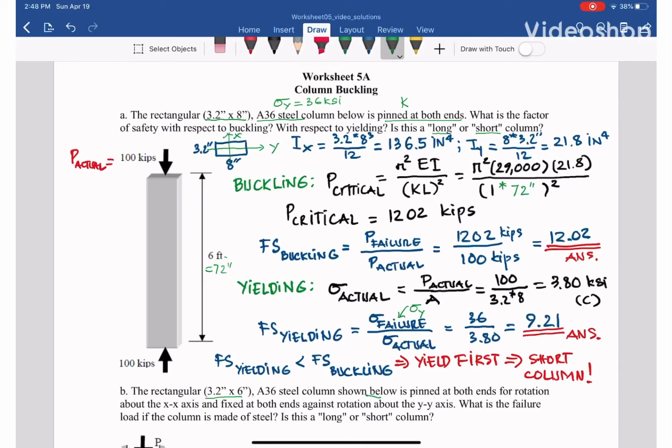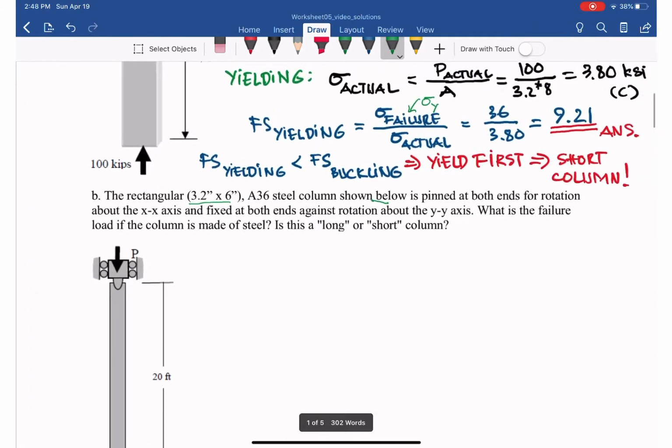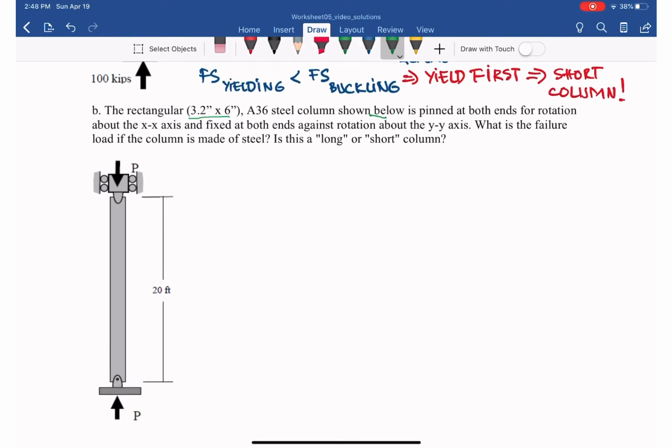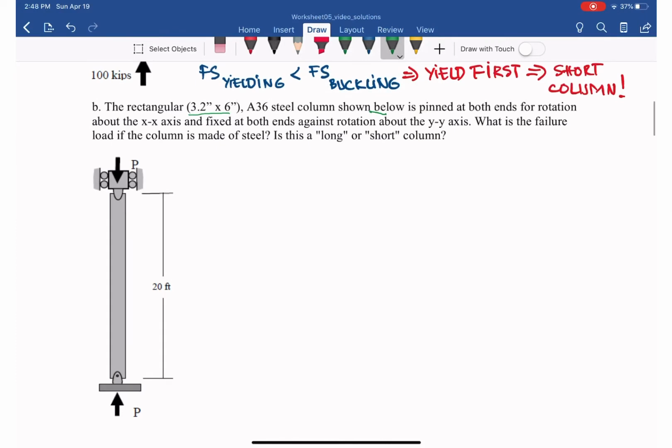Worksheet 5A, Part B. For Part B, the rectangular 3.2 by 6 inches A36 steel column is shown here, and it is pinned at both ends for rotation about the x-axis. As you can see, they give different end conditions for each direction: pinned at both ends for rotation about the x-axis, and fixed at both ends against rotation about the y-axis.